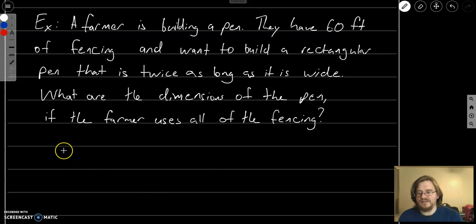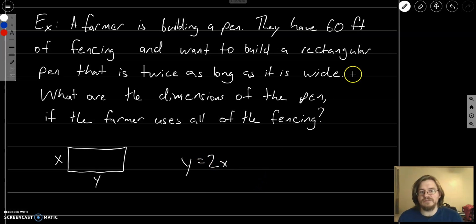So here, let's draw a little picture. We've got our rectangular pen, and it will have a width and a height. So let's call the height x and the length y. So we know that the length here is going to be twice as long as the width. So we know that y is going to have to be equal to 2 times x.